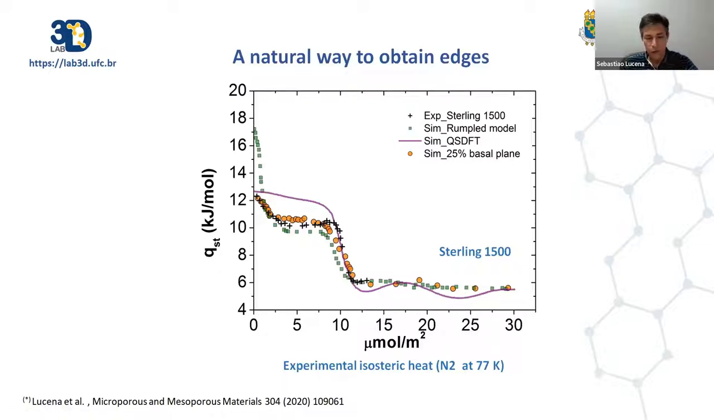A second test was performed with the experimental isosteric heat of carbon black Sterling 1500. Again, we found a superior performance of the reactive model compared with the implicit quenched solid DFT model and an explicit Rampland model. Our result is the orange circles. The experimental data is the black cross. The quenched solid DFT is the purple line. And another explicit model, the Rampland model, is the green squares. You see a really very good fit between our surface and the experimental data.